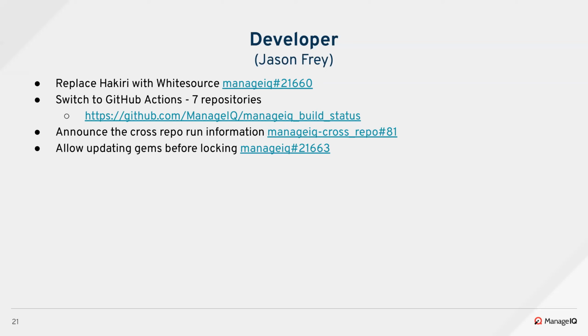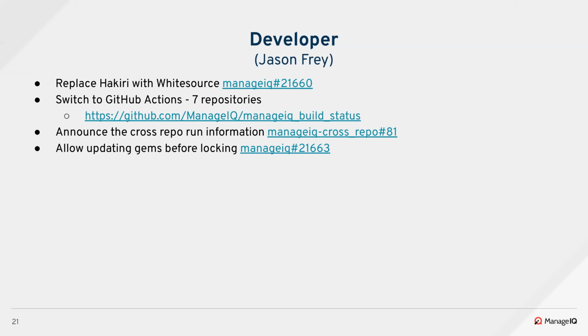And the big change was that Oleg changed the ManageIQ build status repo to now show the GitHub Actions and kind of revamped it and made it look a lot nicer. So if you need an at-a-glance view of the CI state of any ManageIQ repo, you can just go to this one repo and they're all there at once.